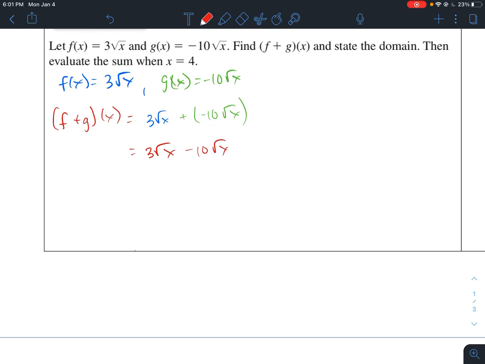And now I have like radicals. This is 3 times the square root of x, and this is negative 10 times the square root of x, which means I can add them. So this is equal to negative 7 square root of x. So this is what f plus g of x is equal to.